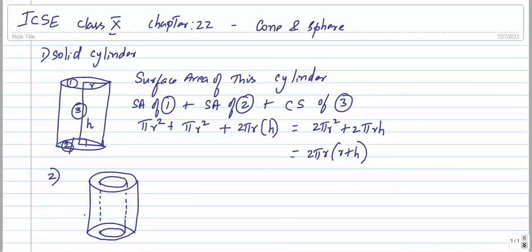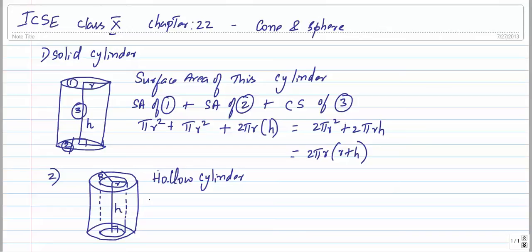Yes. Now let us take the case of a hollow cylinder. This is a case of a hollow cylinder. In this case, you can see that the inner radius is small r and the outer radius is capital R. And again, we'll consider the same height of h.